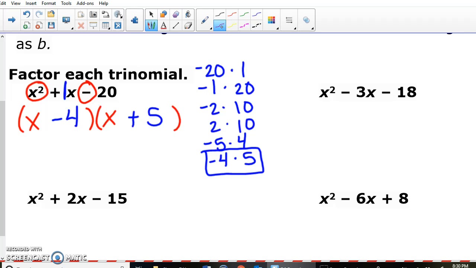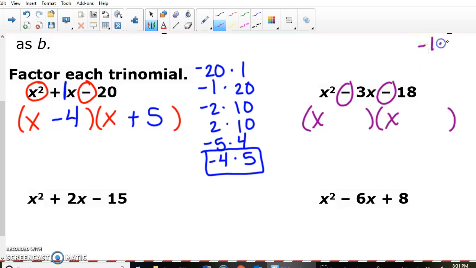Okay, and then the last kind of problem we're going to do is this one where we've got negatives on both of them. So start it the same way. I know that x times x is going to get me my x squared, so we're both going to start with x. This time I need to list out my factors of negative 18.